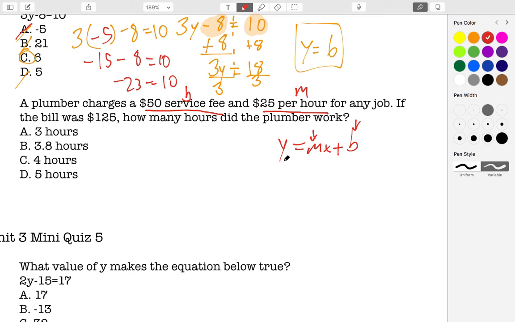Michael D., what would the equation be? So help me plug this in. What's M? 25x plus 50. Awesome job. Now notice we haven't used the 125 yet. So before I use that, I'm going to change the variables. So we know it's 25 plus 50.